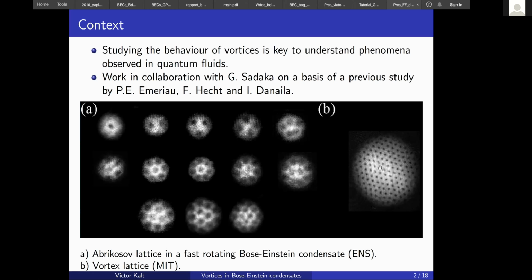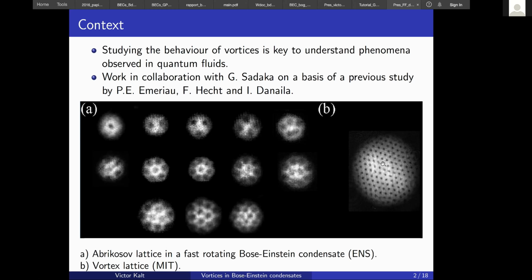Here we have examples of Bose Einstein condensates. Here a small condensate that is rotating on itself. Here we have only one vortex, here two vortices, three vortices, and so on. The number of vortices increases because the rotation frequency augments. Here you have a low rotation frequency, here a high rotation frequency, and we see that you obtain a triangular lattice of vortices, known as the Abrikosov lattice.